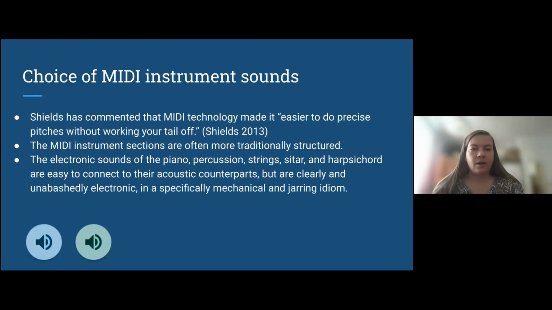All right, in terms of the MIDI instruments and sounds, Shields has commented that MIDI technology made it easier to do precise pitches without working your tail off. As you can imagine, the MIDI instrument sections are the more traditionally structured in terms of melody and harmony of the opera. The electronic sounds of the piano, percussion, strings, sitar, and harpsichord are quite easily connected to their acoustic counterparts. So you do get this interesting contextual sense of these acoustic instruments, but obviously they're transformed into this really jarring idiom.